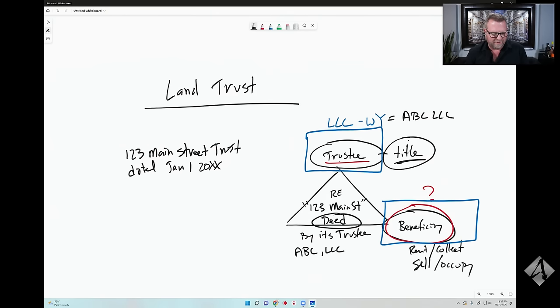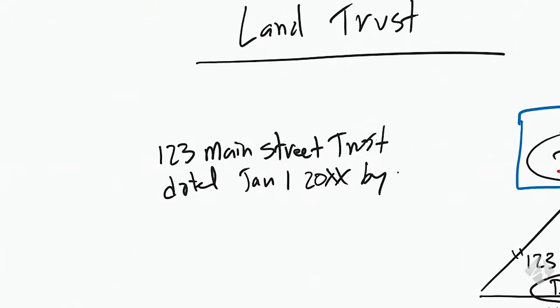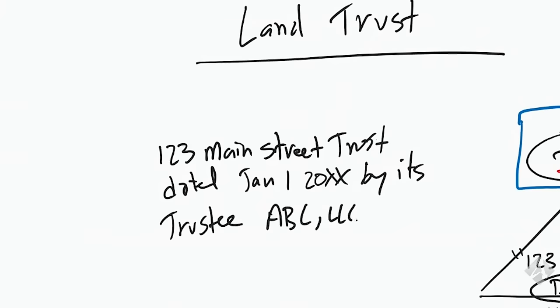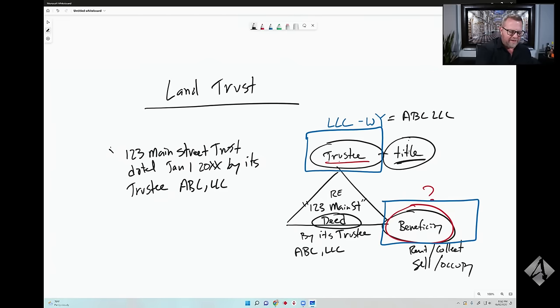So hopefully you're not signing things on New Year's, but let's just say you did. So 123 Main Street Trust dated such and such by its trustee, and I just put ABC LLC. That's literally how that thing's going to be titled. Notice what's not on there: you or your LLC.